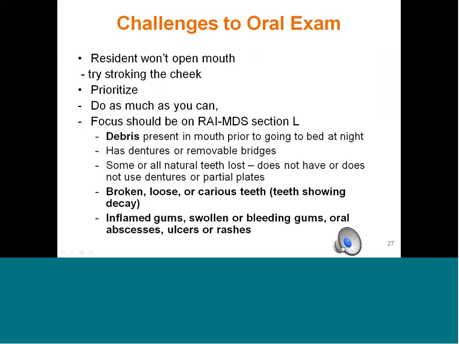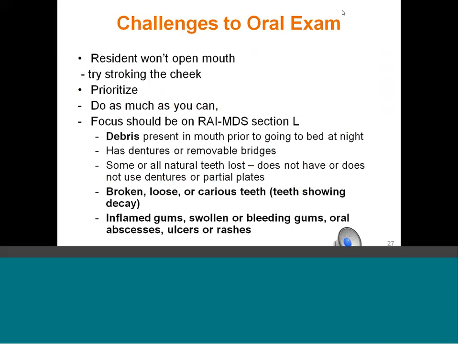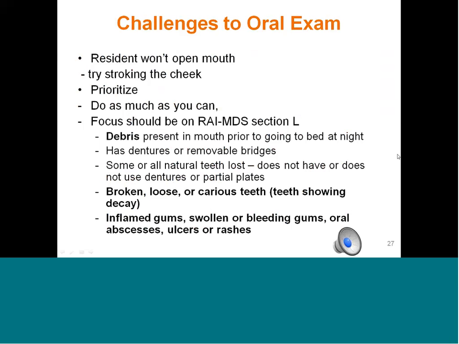Now we're going to talk about some challenges you may come across while completing an oral exam or an oral assessment. The most common challenge that we may see is that residents are reluctant to participate and won't open their mouth. Try stroking their cheek and their lips, talking in a very calm and patient manner, asking them to please open.